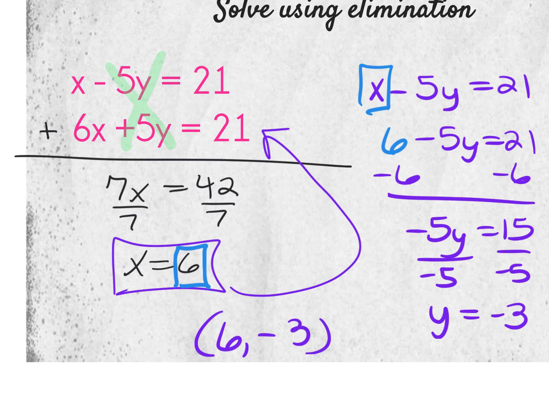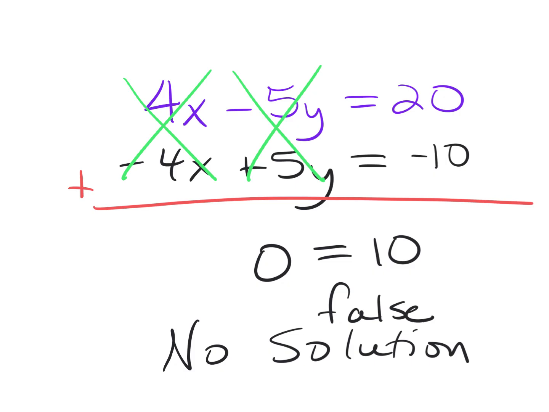So let me add one where it's going to be either all real numbers or no solution. Let me add an example here. So when both variables cancel out when you add the two equations together, if you're left with a false statement and 0 will never equal 10, then it's no solution. Now, sometimes you're going to have to multiply to get it to this point. However, I just wanted to show you what happens after you try to add them.